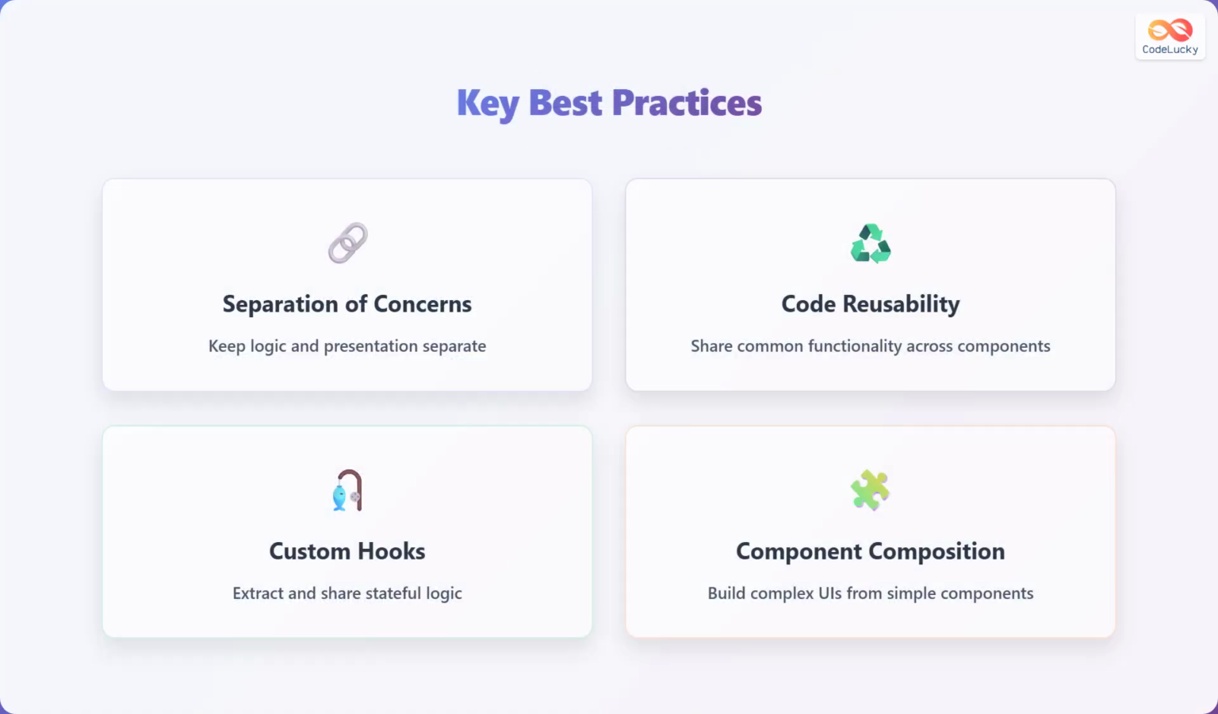Here is a summary of key best practices. Separation of concerns involves keeping logic and presentation separate. Code reusability encourages sharing common functionality across components. Custom hooks help to extract and share stateful logic. And component composition involves building complex user interfaces from simple components.